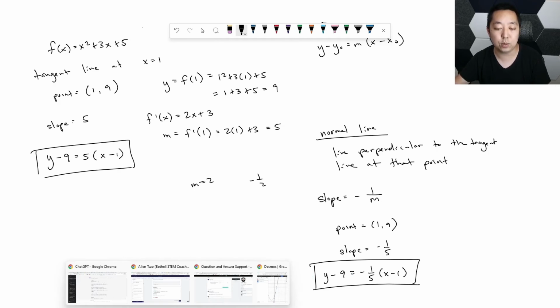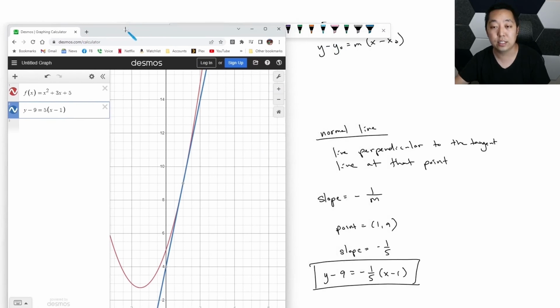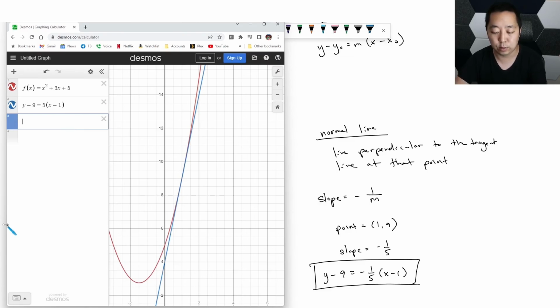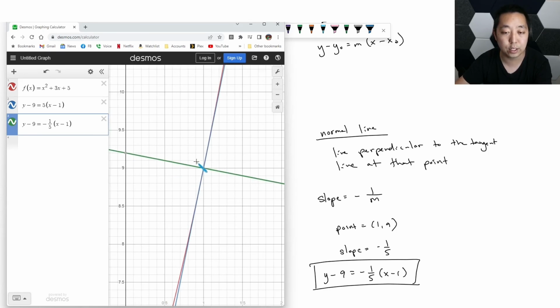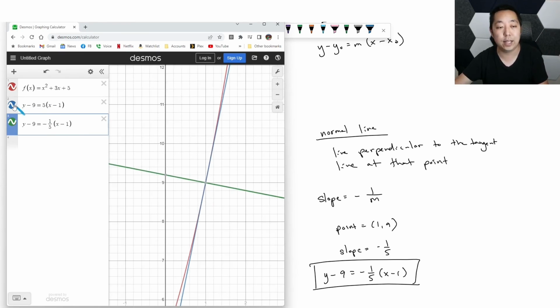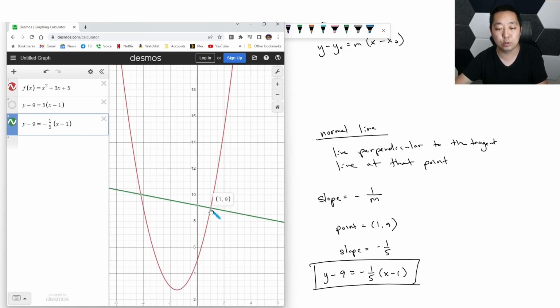And let's plug that into Desmos here. Let's take a look at what that looks like. So we would say y minus 9 equals negative 1/5 times x minus 1. And you can see here, between that blue and that green line, they both go through the point (1, 9), and they are perpendicular to each other. They're right angles. That's what we call a normal line. So if I hide this, the normal line goes through that point on the curve, but makes a right angle with the curve right at that point there.